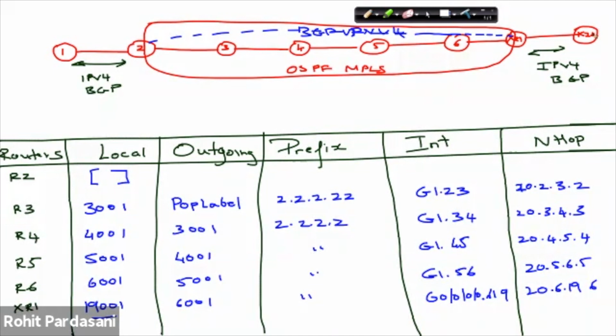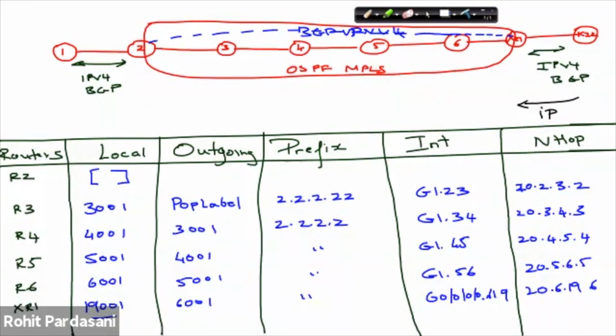XR2 has learned the routes of R1 through BGP, right? Because R1 advertises via BGP to R2, R2 advertises to XR1, XR1 gives the route to XR2. So let's say XR2 does a ping to R1. Is there MPLS between XR1 and XR2? No. So he sends an IP packet.